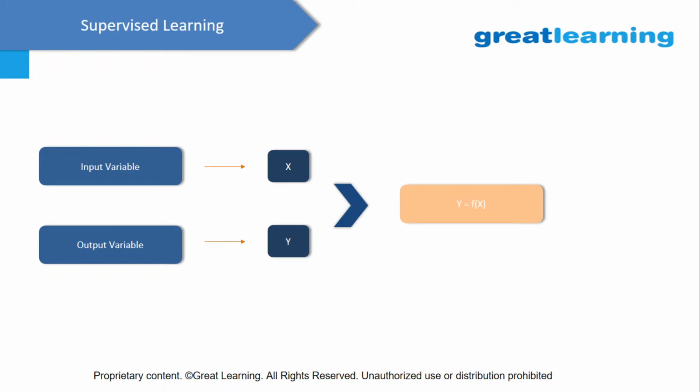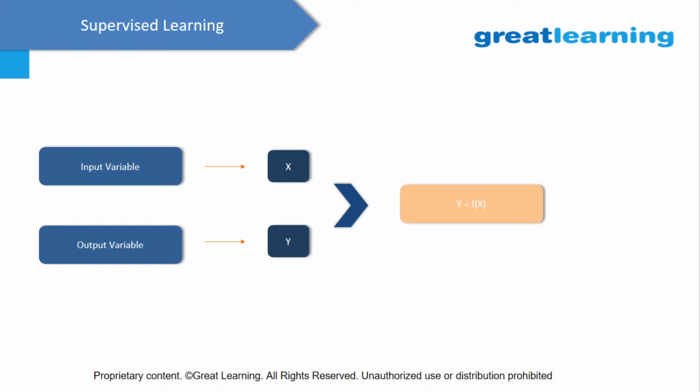So in supervised learning, we obviously are dealing with data, but this data is divided into input variables and output variables. The input variable is denoted with X and the output variable is denoted with Y. What you're basically doing here is trying to understand the relationship between X and Y. Here Y would be your dependent variable and X is your independent variable, or in other words, you're trying to understand how does Y change with X.